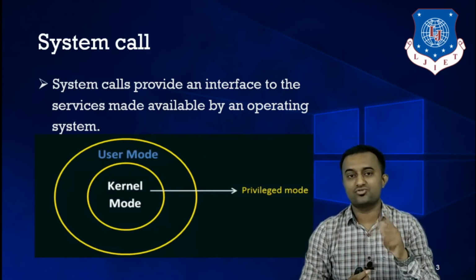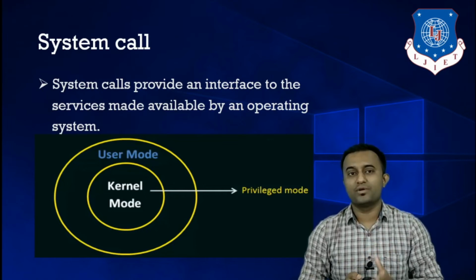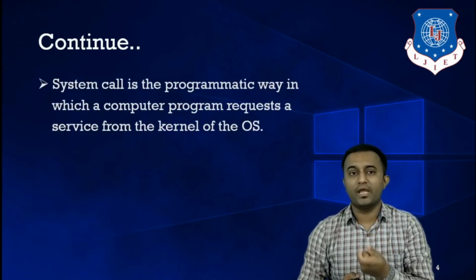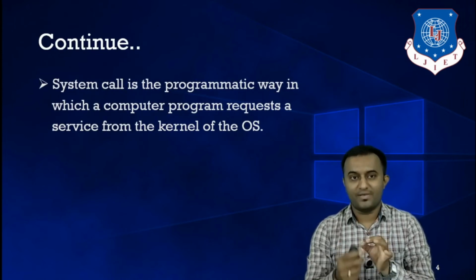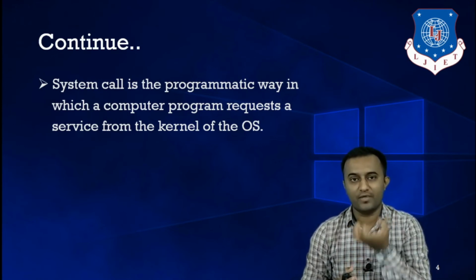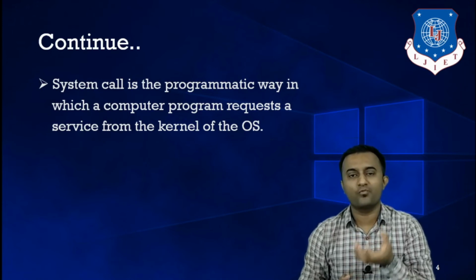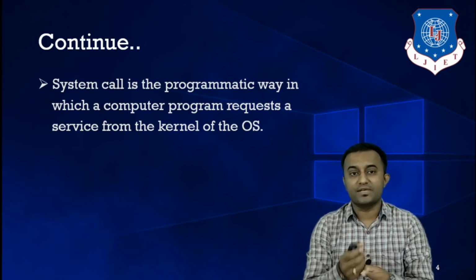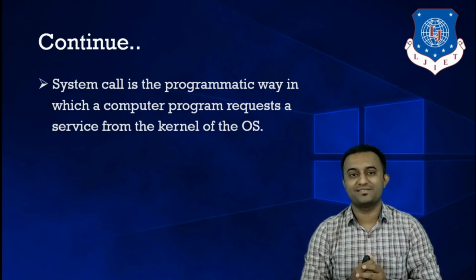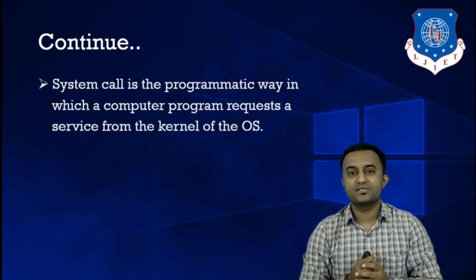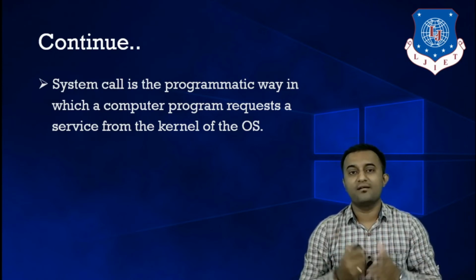Once you understand these two terminologies, it will be very easy to understand the concept of system call. A system call is the programmatic way in which a computer program requests a service from the kernel of the operating system. It is a programmatic way through which a computer program requests a service from the kernel. As I told you, on behalf of the user process, that request will be forwarded by the kernel of the operating system, and at the end the user can access the hardware.